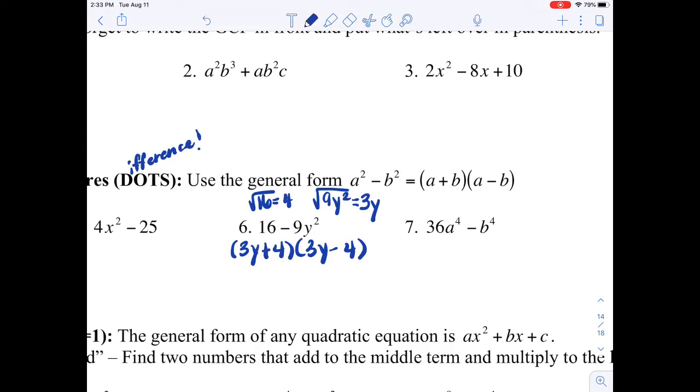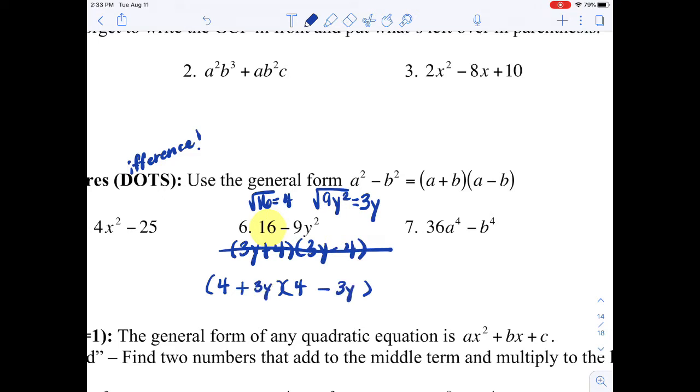The answer is no. Even though I'm using the 4 and the 3y, the order makes a difference. So I'm going to cross this out. The correct way that I have to put this is 2 sets of parentheses, one's a plus, one's a minus. Since the 16 comes first, that means the square root of 16, which is 4, has to come first. And since the 9y squared came second, the 3y has to come second.